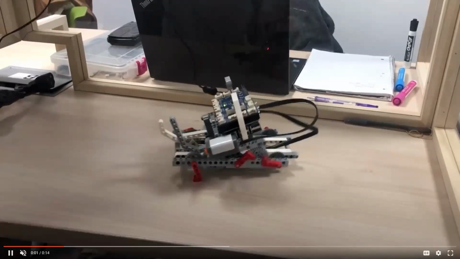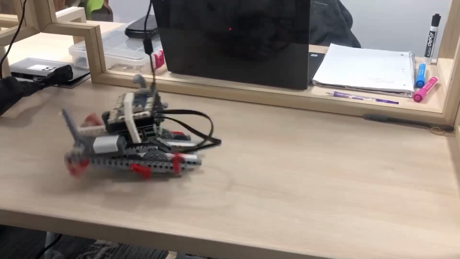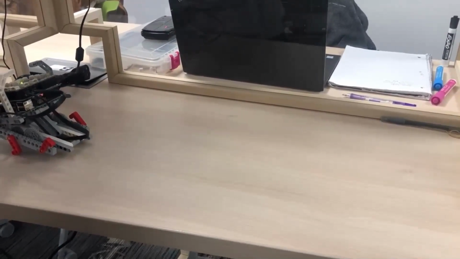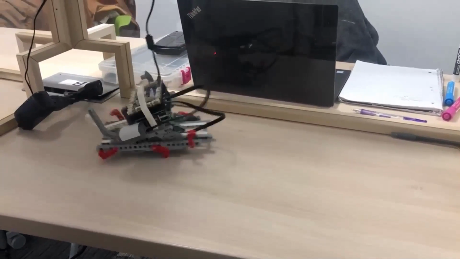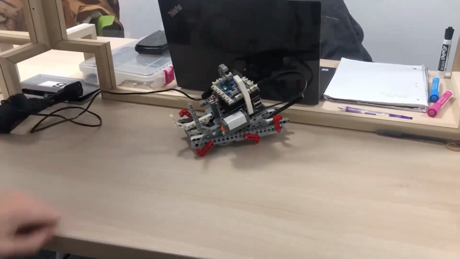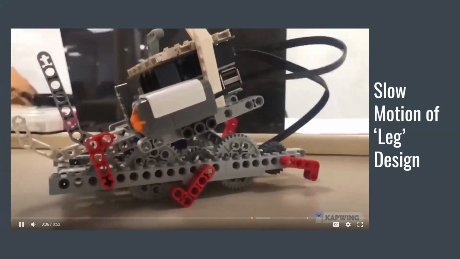This is a video of a robot moving both forwards and backwards based on the randomized value after the button was pressed. This next video is slow motion footage of the leg design in action.